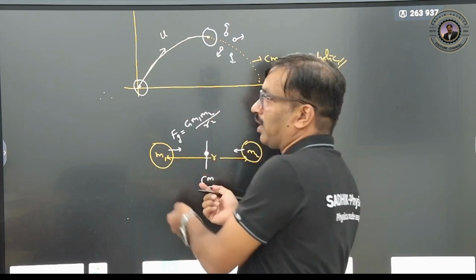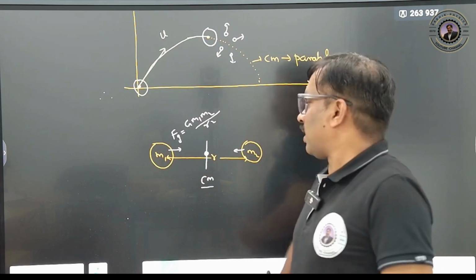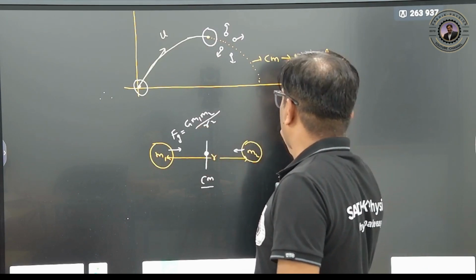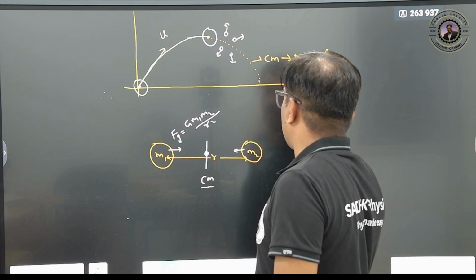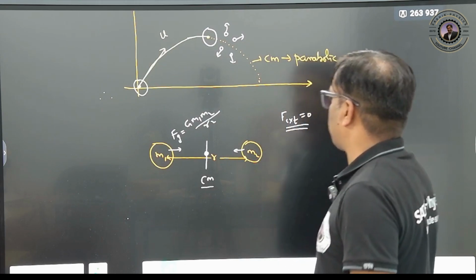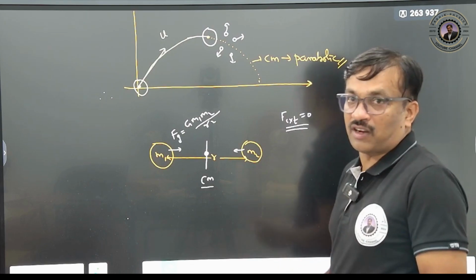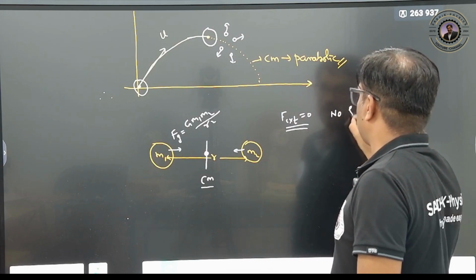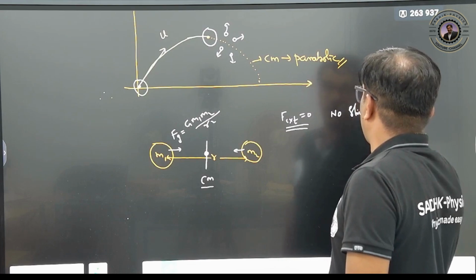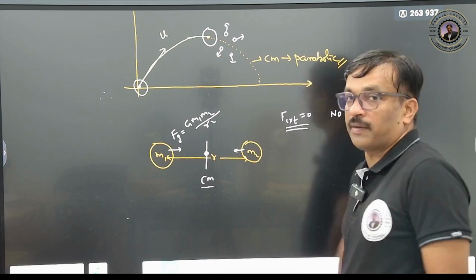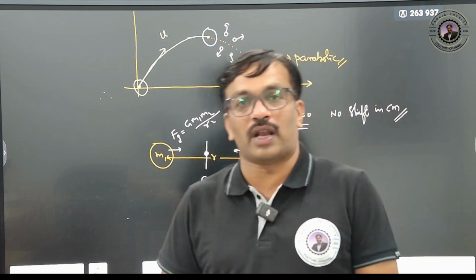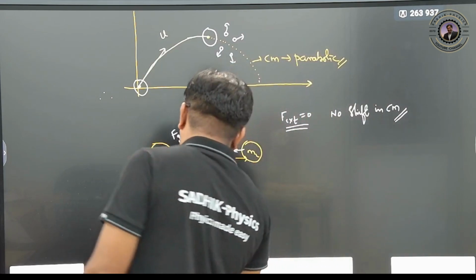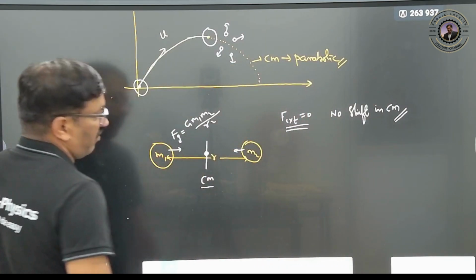Where are they going to meet? Definitely, they are going to meet at their center of mass. So when they are moving, if there is no external force acting on the system, there will be no shift in the center of mass. That means no shift in the center of mass. Clear? So the center of mass is going to lie at the same point after this. Clear? So where are they going to meet? Definitely at the center of mass only.